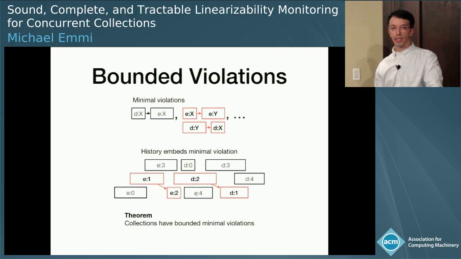The minimal violations are, there's a pair of matching NQ and DQ, and the DQ is linearized before the NQ. This is a violation. Or the slightly more complicated one that we discussed before, which is if I see 2 NQs in one order and their corresponding DQs are in another order, that's a violation. So the properties of collection types, especially 2-reducibility, give us that any history has to embed one of these minimal violations, and these minimal violations are bounded in number based on the properties of being a collection.